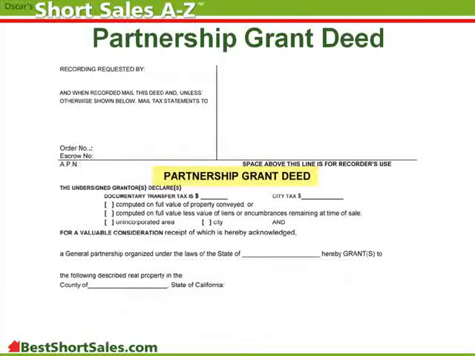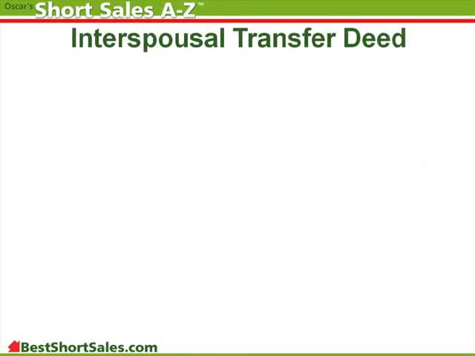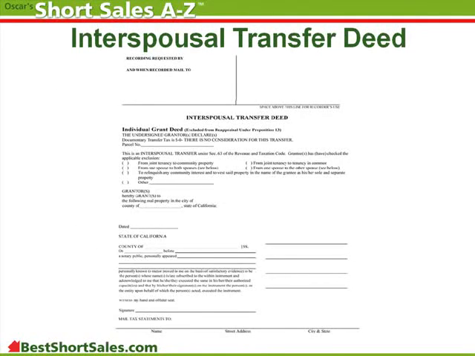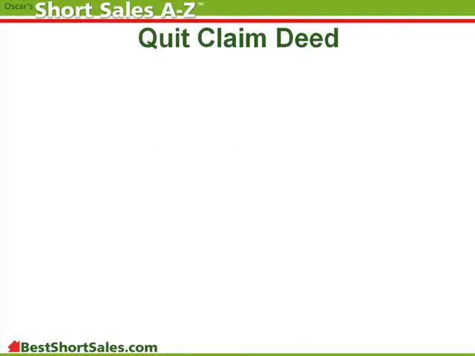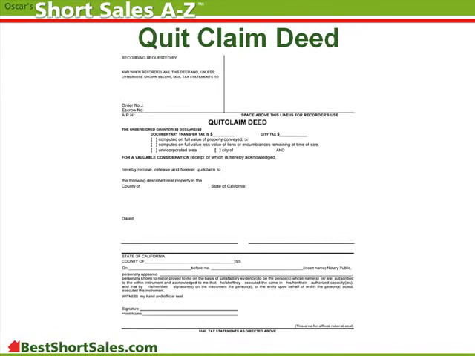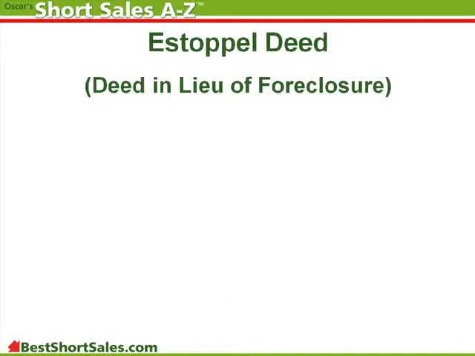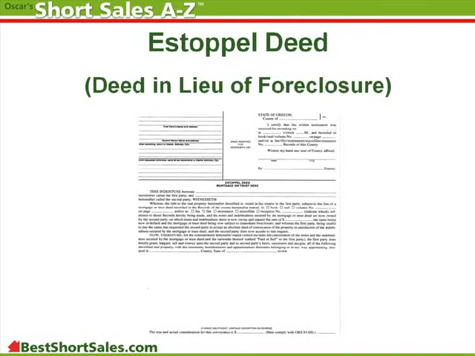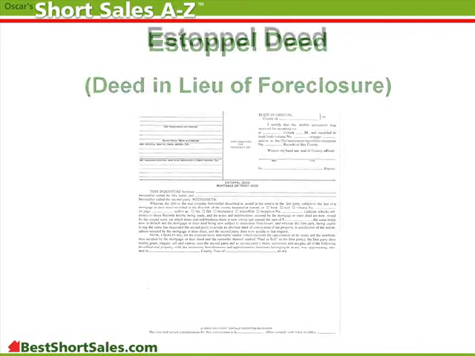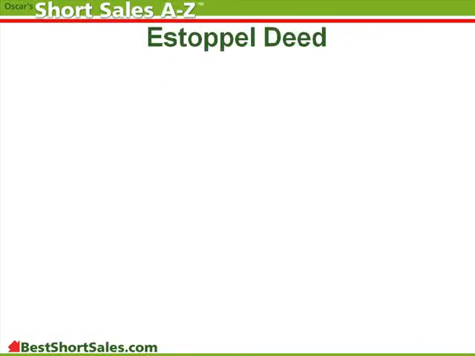In short sales, usually the presence of partnership deeds, interspousal deeds, quitclaim deeds, and other similar instruments indicates potential disagreements between owners. This is an estoppel deed, also known as deed in lieu of foreclosure.